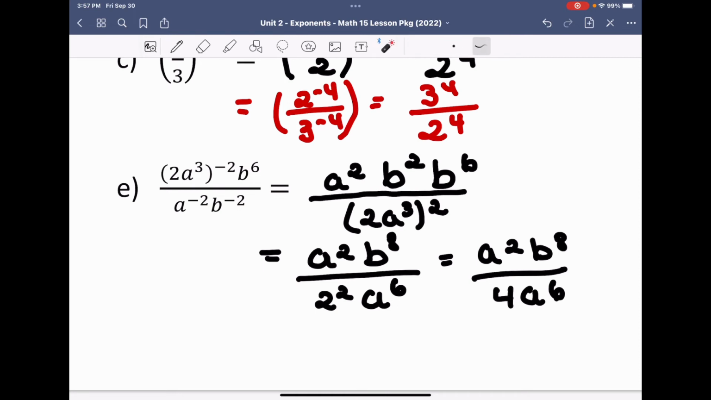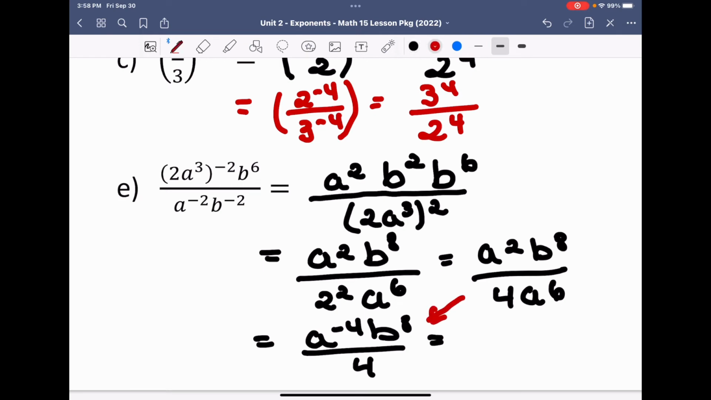And now I realize I have a quotient rule here of a squared over a to the 6. This is going to be equal to a to the 2 minus 6, which is negative 4, b to the 8 all over 4. And I know I have to relocate my negatives. When I relocate my negatives here, that's going to be b to the 8 over 4a to the 4.